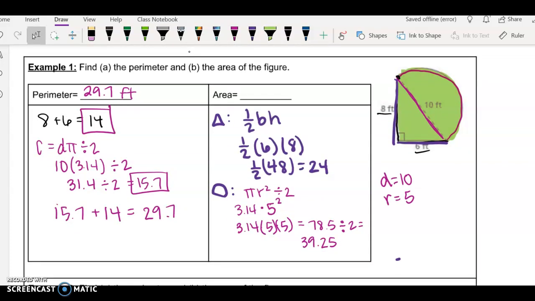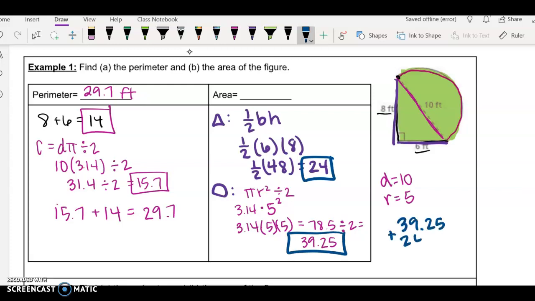The final step is to add the two together. I'm going to do that over on the side here. I'm going to add the area of my triangle and the area of my semicircle. So I have 39 and 25/100 plus 24, and make sure you line up those decimals. So 25, 13, carry the 1. So I get 63 and 25/100.